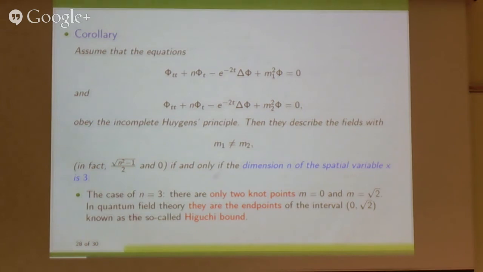When n is 1, that mass is 0. Mass is 0, and when n is 2, mass is square root of 2. Then we have incomplete Huygens principle, or dimension 3. So if we accept there are two particles which obey this equation, one of mass 0, another of mass square root of 2, and they both satisfy Huygens' principle, then the dimension of space must be 3. No other choice.